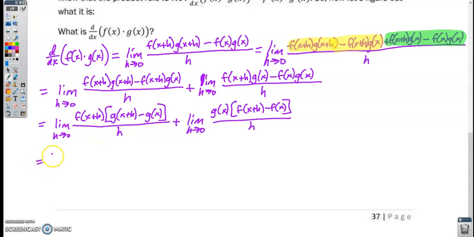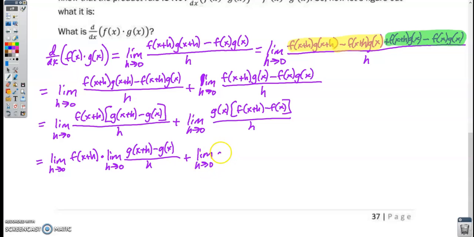So I'm going to go ahead and split this into the limit as h goes to 0 of f of x plus h times the limit as h goes to 0 of g of x plus h minus g of x, all over h. If you're really paying attention, you can kind of see what's going to happen here. And then I'm going to split this one up into the limit as h approaches 0 of g of x times the limit as h approaches 0 of f of x plus h minus f of x all over h. And we're almost finished.